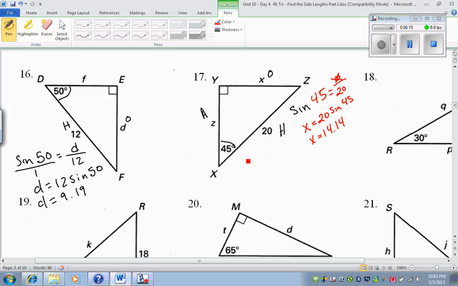To do the other one, I want to use adjacent and hypotenuse. That's cosine. So cosine of 45 degrees is equal to adjacent over hypotenuse. Hypotenuse is 20. Adjacent is actually z. So how about z over 20? Cross multiply, I get z equals 20. Always put the number first. Cosine 45 degrees. So z is equal to, type in your calculator, you get 14.14.